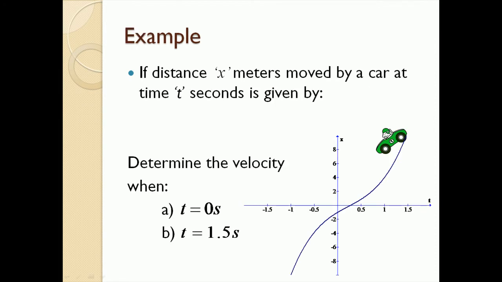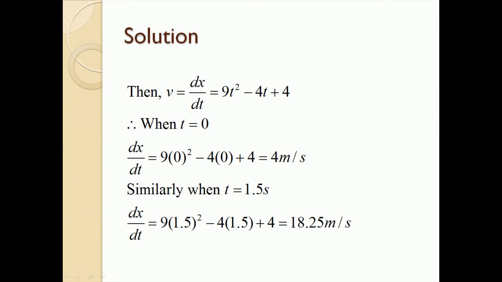Consider the following example. If distance x meters moved by a car at time t seconds is given by 3t cubed minus 2t squared plus 4t minus 1, determine the velocity when t equals 0 seconds and t equals 1.5 seconds. If x is given by this equation, then v is equal to dx by dt, which is equal to 9t squared minus 4t plus 4.